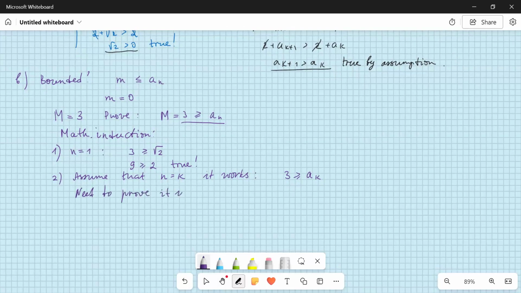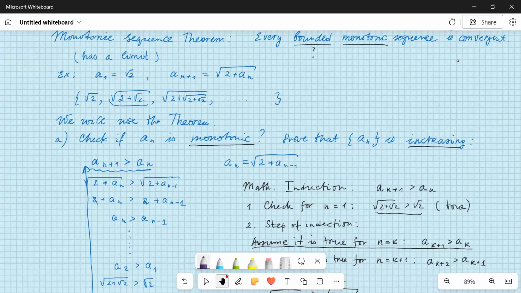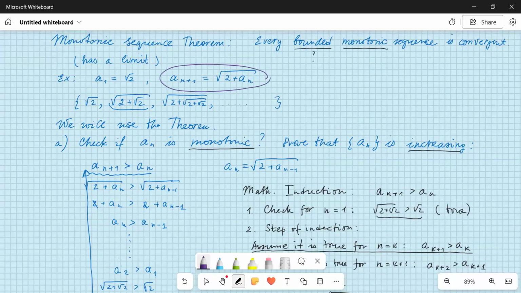It is true for n equals k plus 1. Need to prove that 3 is going to be greater or equal than a_{k+1}. Well, how are we going to do this? We are going to use the formula for the term. Remember how the formula looks. Let's go back. The formula looks like this. So I'm going to use it.